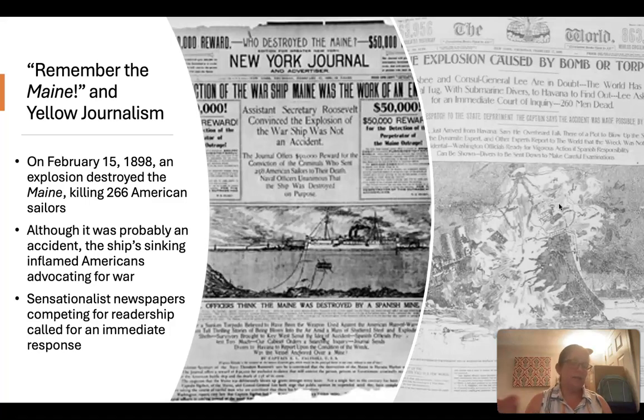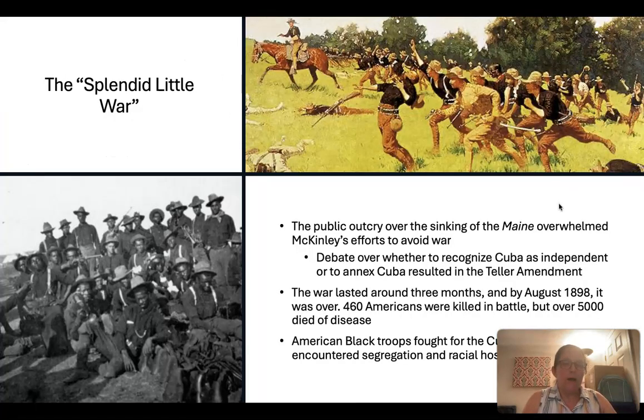And it really seems like McKinley is kind of being forced into going to war. So he sends a message to Congress on April 11th, 1898, basically saying, yeah, we should probably declare war. Congress debates this for a couple of weeks, not whether to declare war, but whether to recognize Cuba as an independent nation.